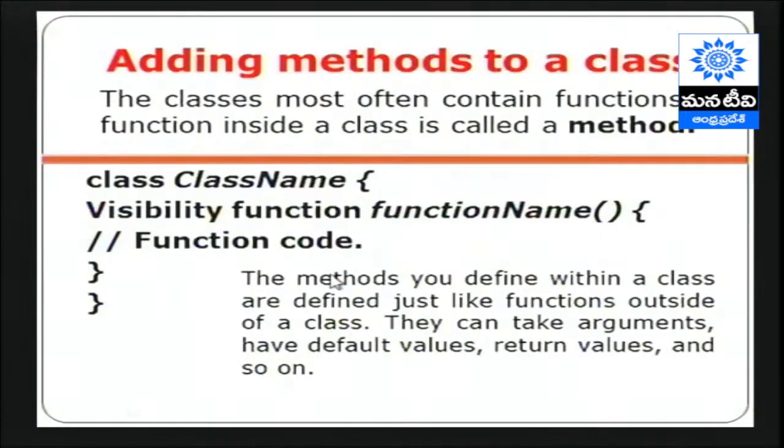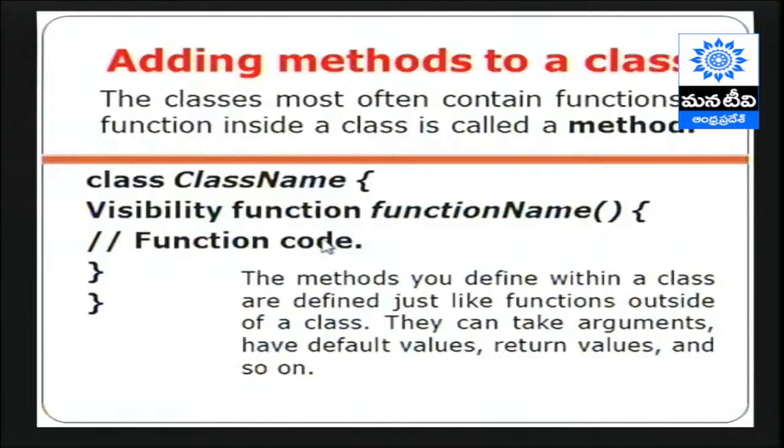And in order to add the methods to a class, these are the methods which access the data that is present in a class. So, the syntax for creating the class methods is like this: class followed by the class name and the visibility, and we have to use the keyword function followed by the function name and the function code. The methods you define within a class are defined just like the functions outside of a class.